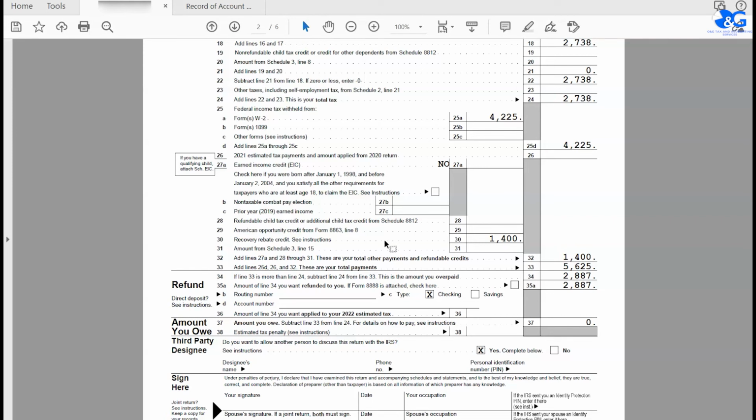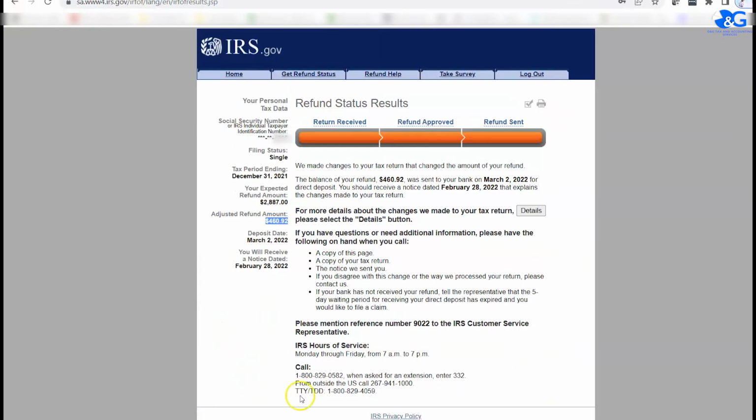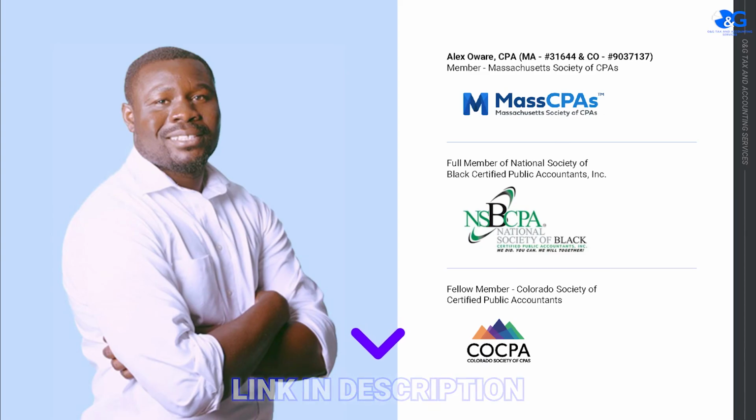Whenever you receive your refund and it's lower than expected, my advice is to go back to the refund tracking screen, and it tells you what to do. For example, there's a number here to call when you have issues with the refund status. So I hope this helps you guys out in figuring out how to track your refund status and how to figure out why your refund may be lower than expected.